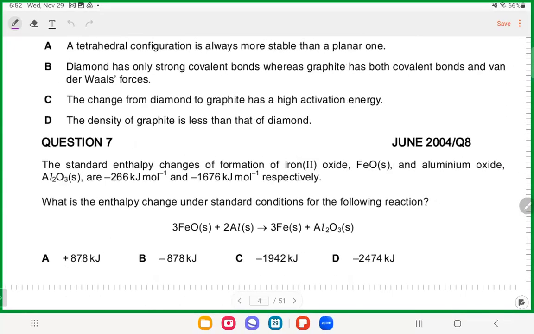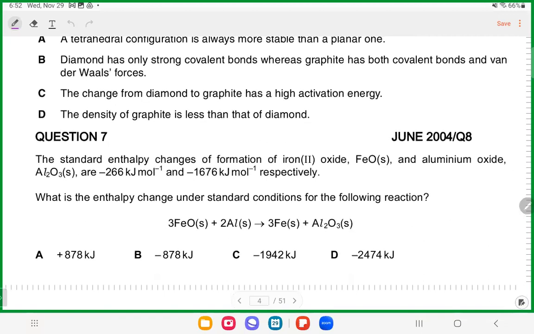Can you solve this one for me, please? Question number 7. The standard enthalpy change of formation of iron oxide, FeO, iron 2 oxide basically, and aluminum oxide are this and this. पहली वाली 266 iron oxide की है, and second वाली जो है वो it's for aluminum oxide. Okay, and they ask you to calculate the standard enthalpy change of this given reaction. Only two values are given. Why?